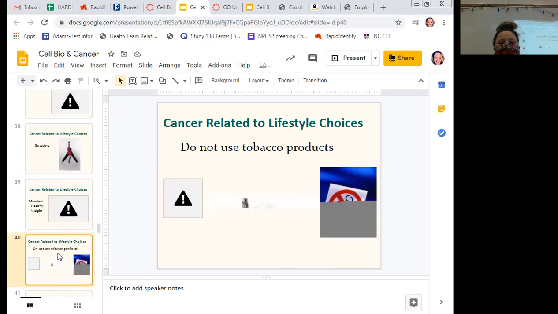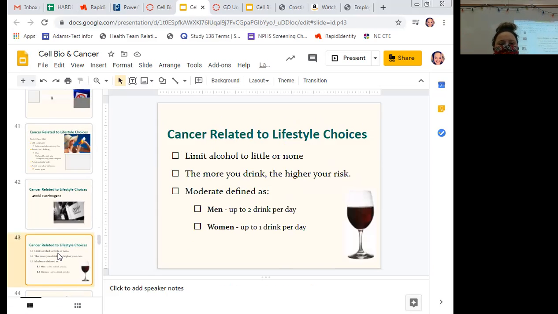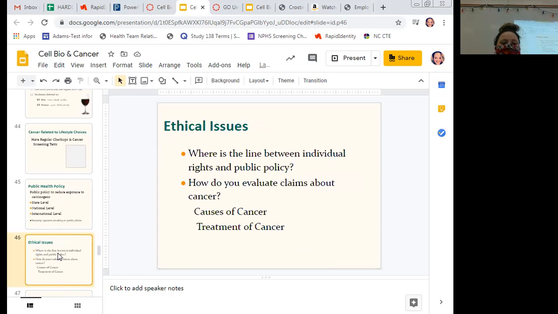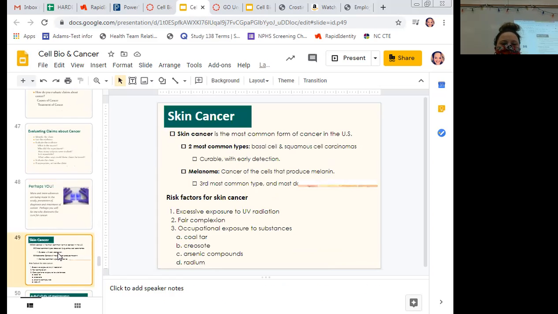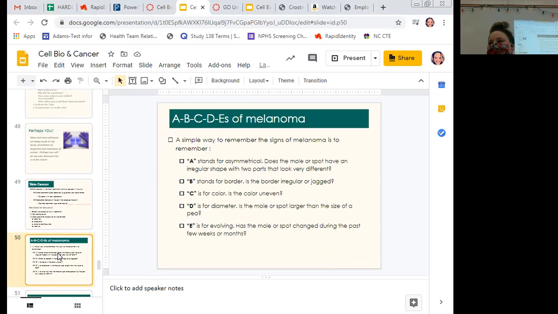You need to know, guys, some of this vocabulary we're fixing to get to, such as the skin cancer vocabulary, and specifically A, B, C, D, E. You need to know that, okay? Is it asymmetrical? Does it have a pretty border? What color does it look like? Is the diameter growing? Okay, is it bigger than a pea? And does it change? A, B, C, D, E, okay?